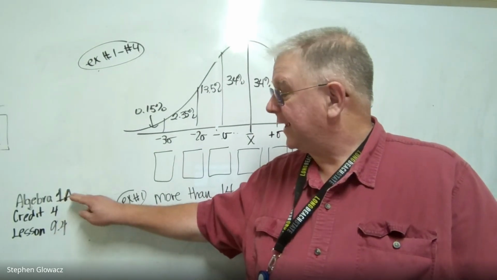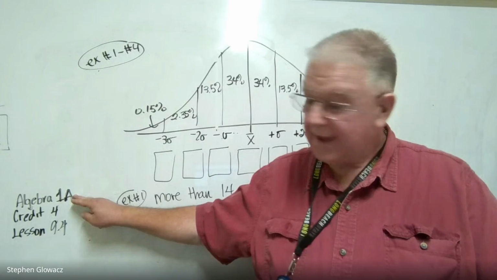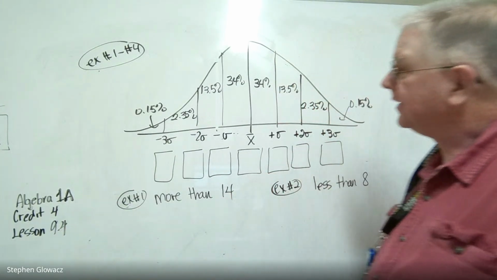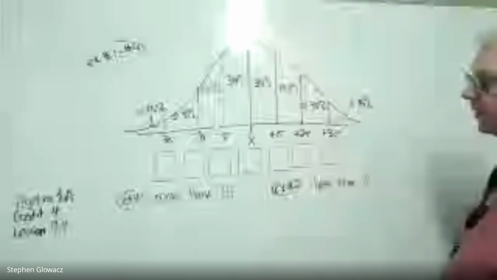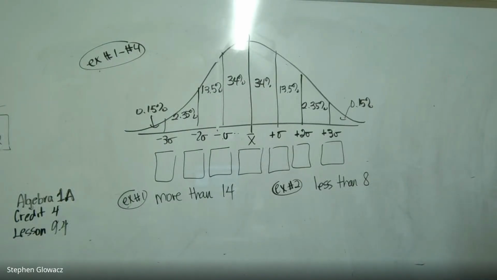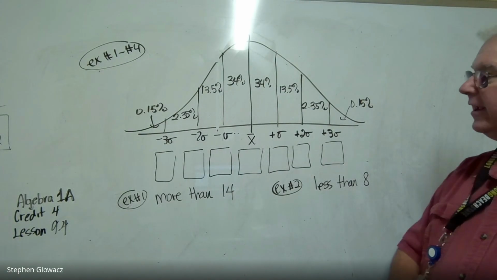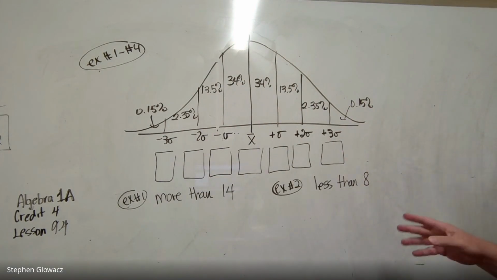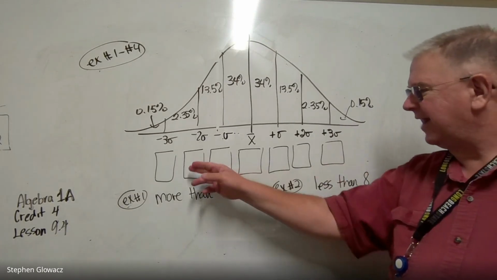These are the examples for Algebra 1A, Credit 4, and we're in Lesson 9.4. Lesson 9.4, we're going to be talking a little more about standard deviation. And what we're looking at here is something called the standard normal curve. And we're going to have to fill in some information on this just down here.